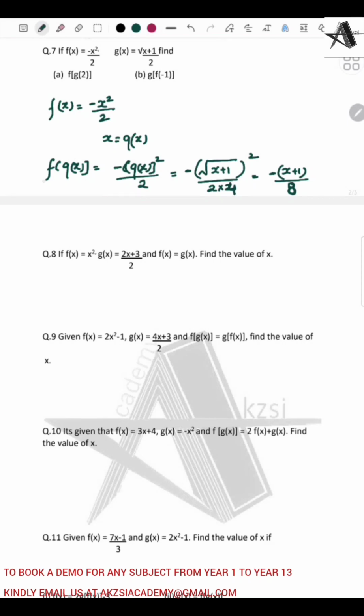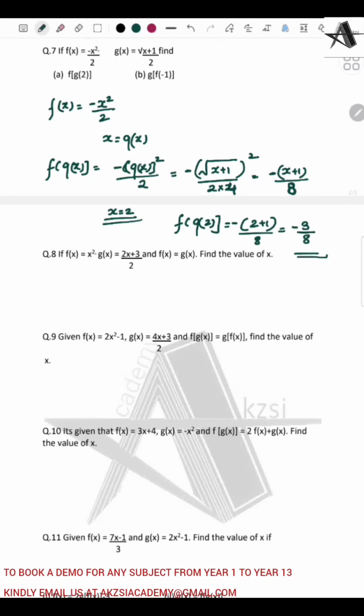Now you have calculated f of g(x). You just need to calculate f of g(2). So here I need to put x equals 2. That's it, because even if you don't know how to do it, here you can't see x, instead it's 2. So once you reach this point, you need to substitute x equals 2. So f of g(2) is equal to negative 2 plus 1 over 8. The answer is negative 3 over 8. So that's the answer for A.